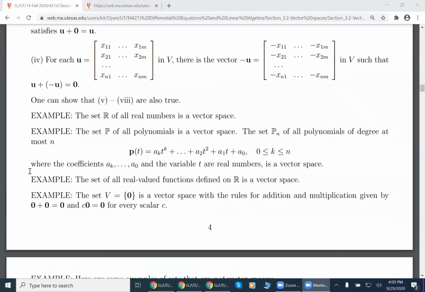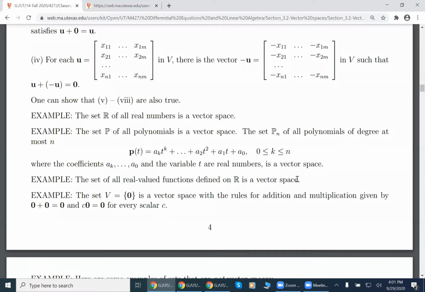Two other examples. The set of all real valued functions defined on R is a vector space. Real valued functions defined on R means functions from R to R. Inputs are real numbers, outputs, values, are real numbers. By the way, this is a very important example. We will use it many times in this course. This set of all real valued functions is a vector space.